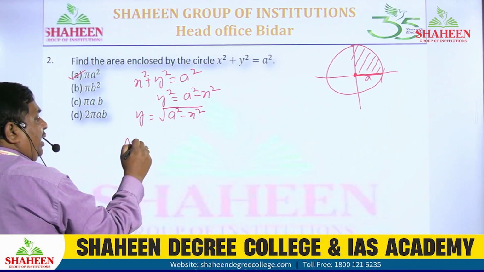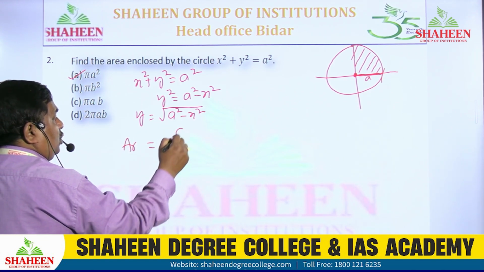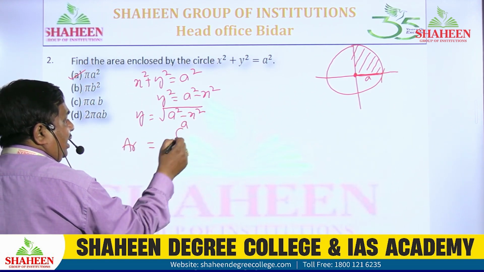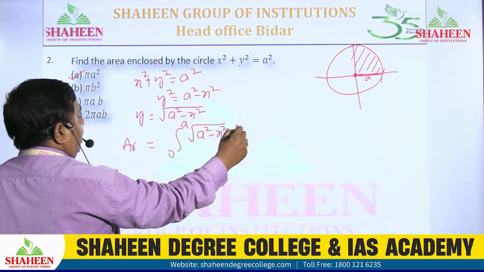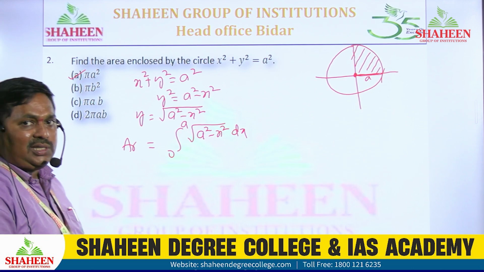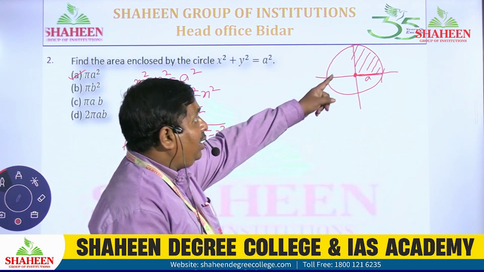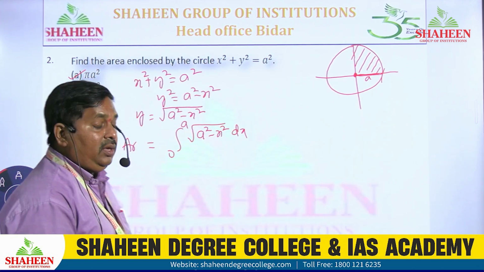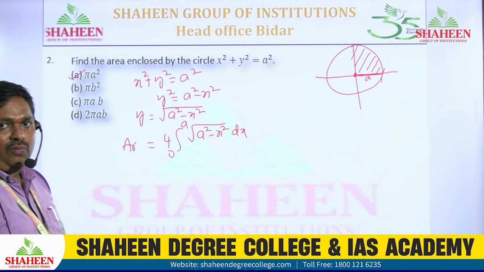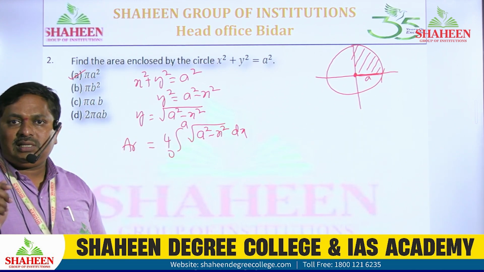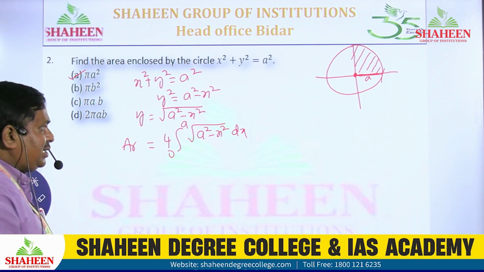Then the area of the circle is the integral from 0 to a of y dx. And what is y? Under root a square minus x square dx. If you calculate this area, we'll get only that one portion area. Like that we have 4 portions. If we multiply by 4, we'll get the complete area of the circle. Understood?